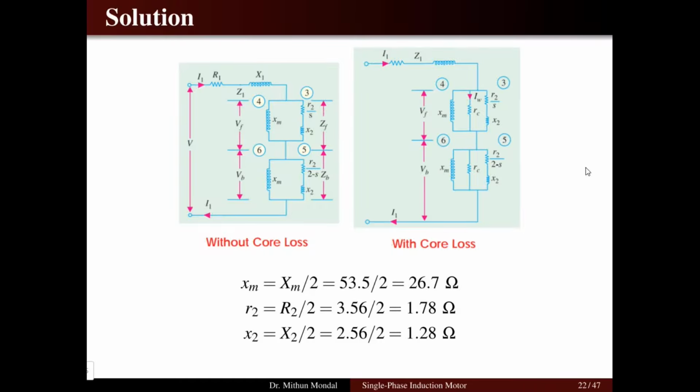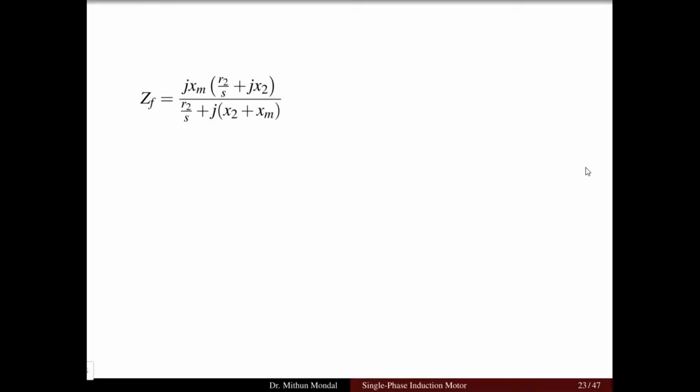From the given parameters, we first have to obtain the half value of the magnetizing reactance, the rotor resistance and the rotor reactance. These parameters are 26.7 ohms, 1.78 and 1.28. So we have got the values of r2, x2 and Xm from the circuit parameters.